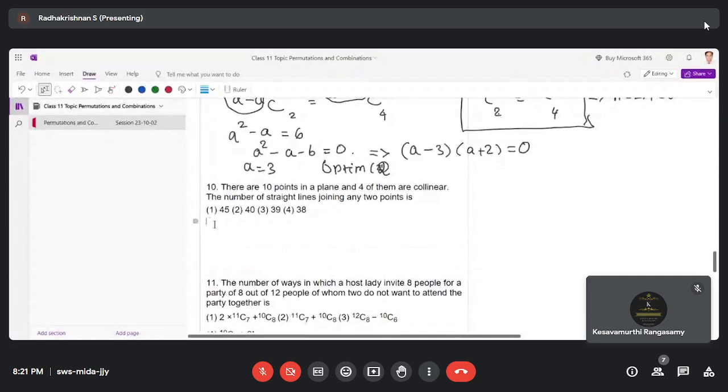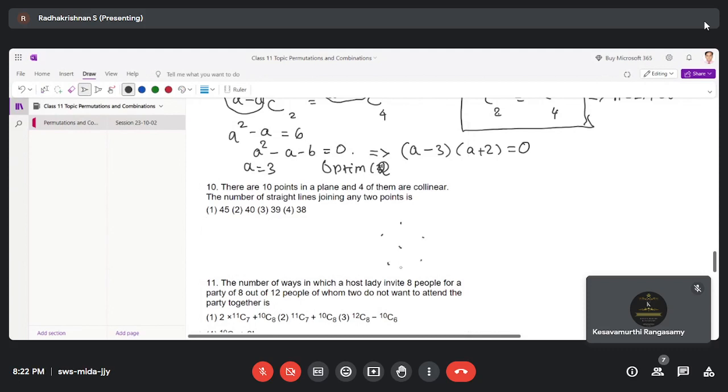There are 10 points in a plane, and 4 of them are collinear. So the number of straight lines joining any 2 points, how many straight lines can be formed? There are 10 points, right? 40, sir. Okay. How did you get it? Since there are 10 points and 4 of them are lying on the same line, I thought it would be like 4 times 10, so 40. No. How can it be like that? How many total lines can be formed using 10 points?